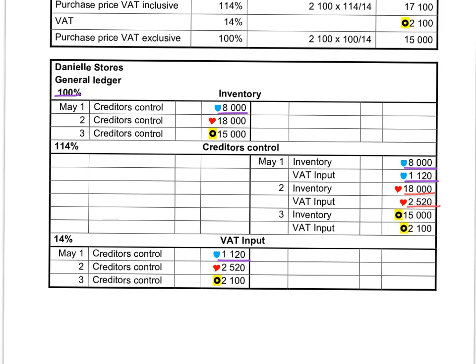In the inventory account, we will increase the inventory with the amount excluding VAT because it does not form part of the cost price of inventory. Because we can claim the VAT back from SARS, the inventory account can never include VAT.